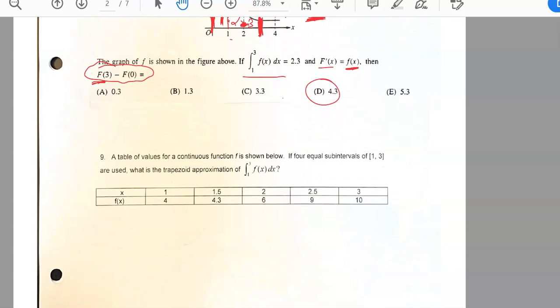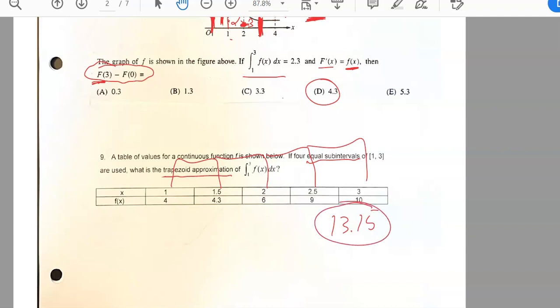All right. Number 9, table of values for continuous functions. I'm actually going to leave you this one. This is the trapezoid rule. We have equal subintervals. This is one I think you could probably do without having to listen to me go through this, in an effort to keep this somewhat short. But you should get 13.15 if you wanted to try that. I don't think you would need me to explain that fully. It's just another trapezoid rule. So here's all of our trapezoids. We can do the shortcut because we do have equal subdivisions. So check it. Should get 13.15.